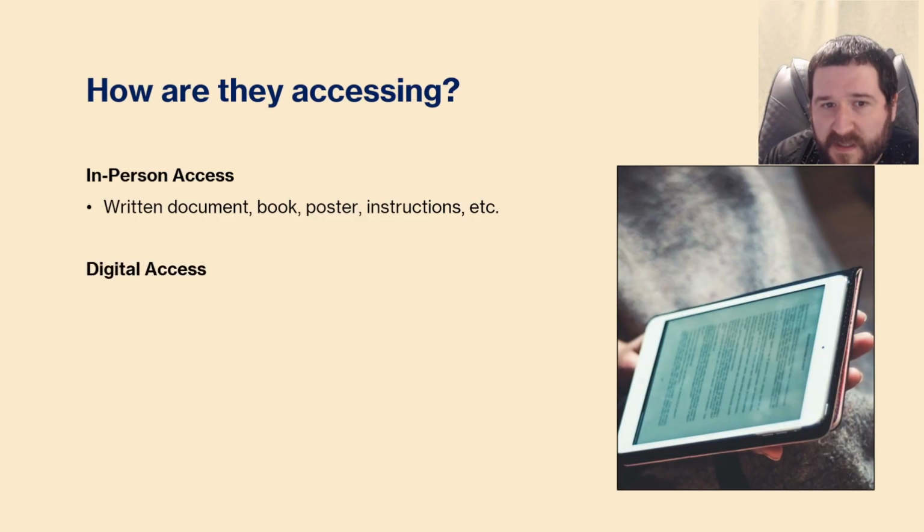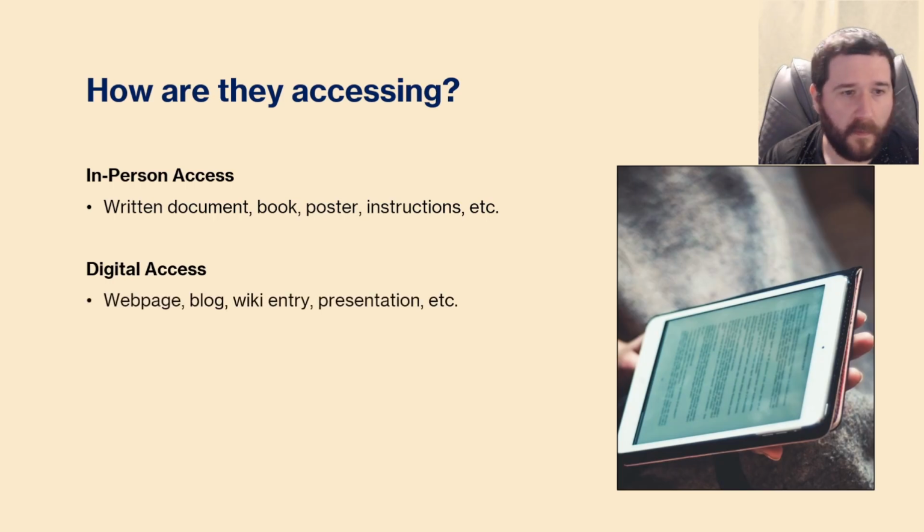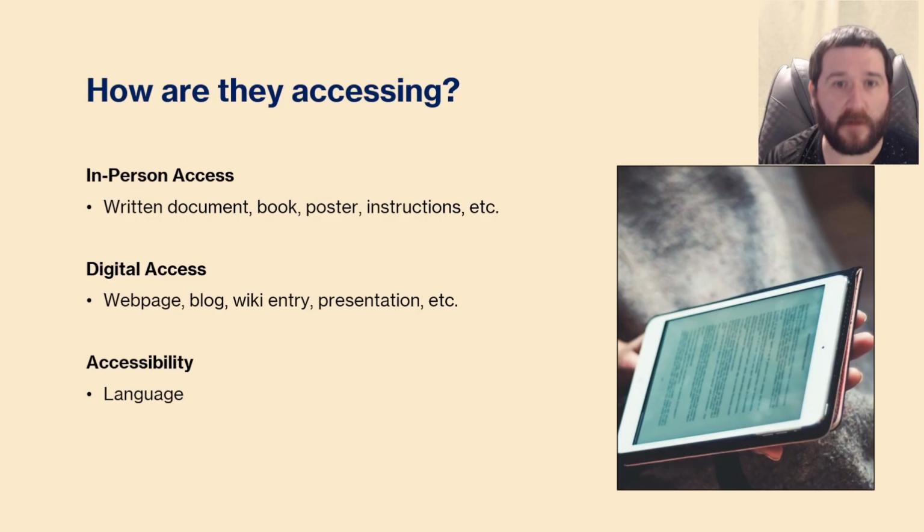Or perhaps there's digital access. Right, things like web pages, blogs, wiki entries, online presentation materials, right, are all considered written materials that people might access digitally. And it's important to consider when we're talking about both of these cases, the accessibility overall of your materials, right? Are they in the right language for your learner group? Right? Are there multiple languages that your materials need to be in for accessibility? That's something to consider.